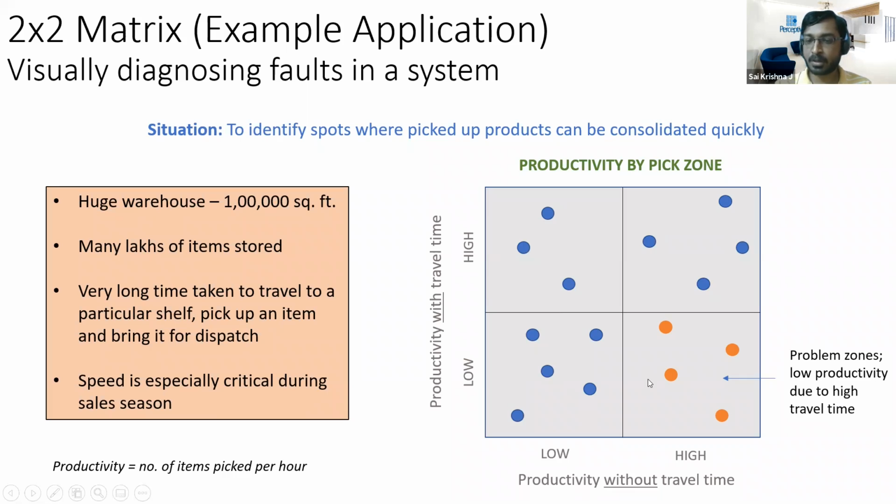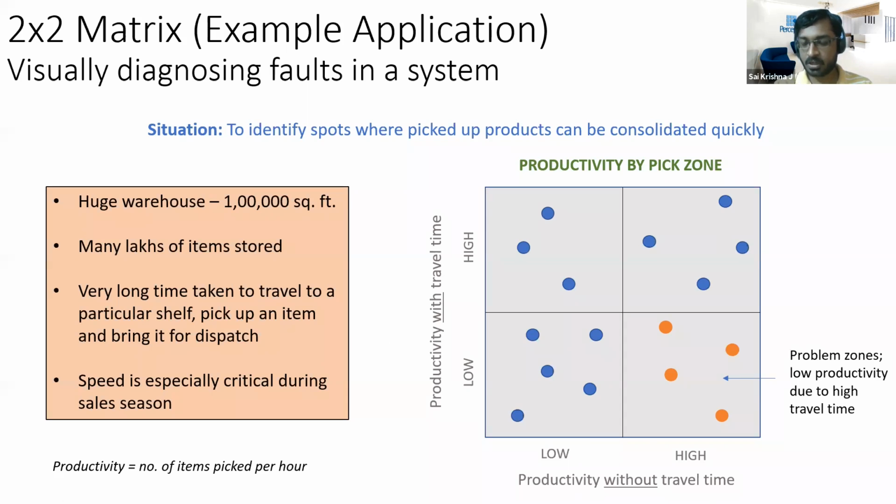What do I mean by that? See, if you don't include the travel time, that is the productivity without the travel time is very, very high. Okay, but if you include the travel time, the productivity becomes very low. Okay, so for these areas that we have in this particular quadrant, we can say that the productivity is impacted because there's a long time involved in traveling after picking the product and coming to the dropping zone.